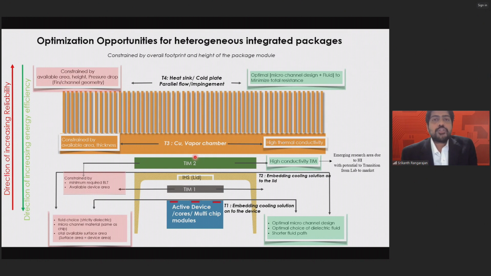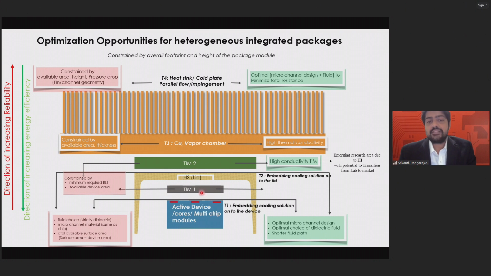So optimization opportunities for heterogeneous integrated packages can look like something like this, because you have your active device or your cores or your multi-chip modules at the bottom. And here is where the real heat gets generated. So at the transistor scale, the heat is really getting generated when the switching happens in the channel, and that has to come all the way to the active device.